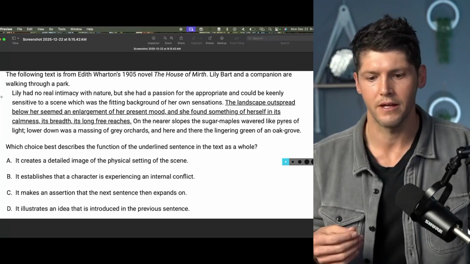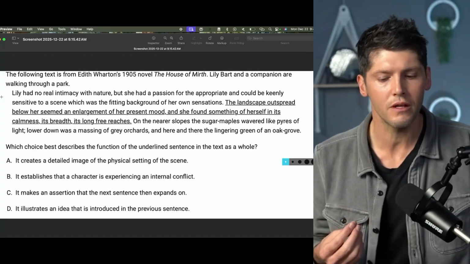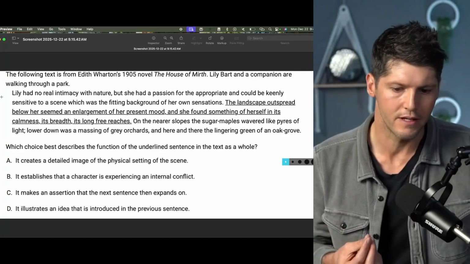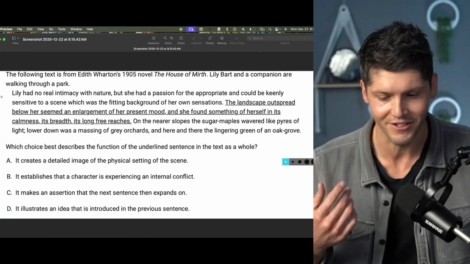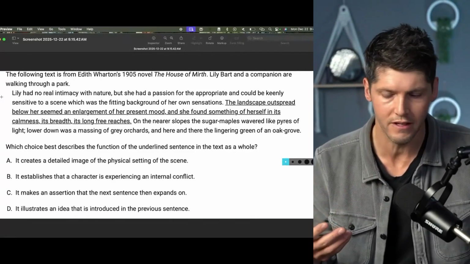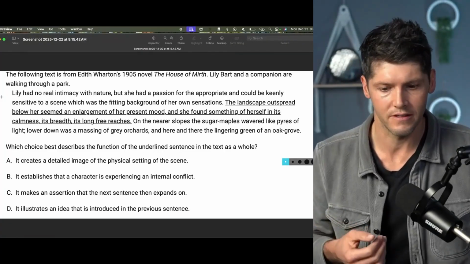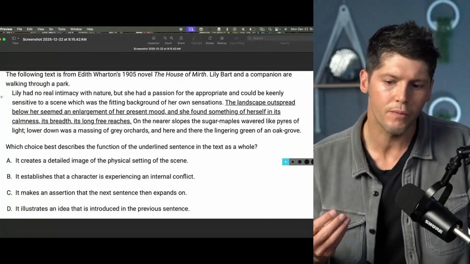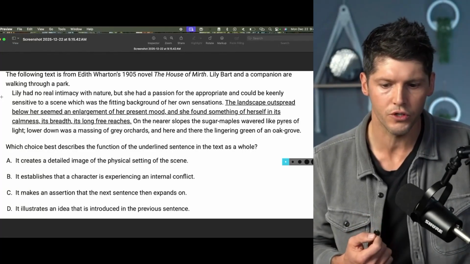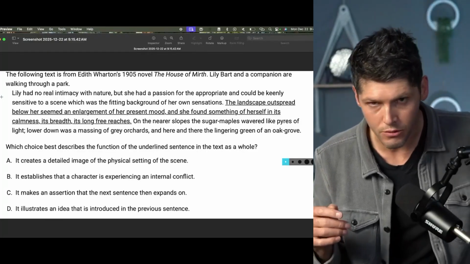Okay, second sentence. The landscape outspread below her seemed an enlargement of her present mood, and she found something of herself in its calmness, its breadth, its long free reaches. Okay, so that, again, is a pretty eloquent sentence, and worrying too much about its detail is a waste of your time. Third sentence. On the nearer slopes, the sugar maples wavered like pyres of light. Lower down was a massing of gray orchards, and here and there, the lingering green of an oak grove. Okay, beautiful. Thank you, Edith Wharton.